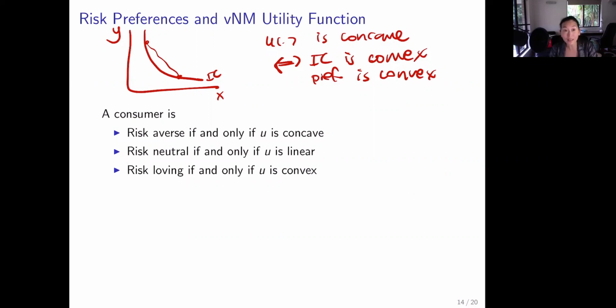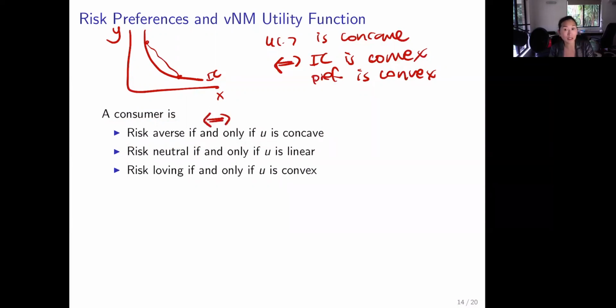But for now, I'm not talking about the indifference curve being convex or not. I'm talking about risk attitude and the concavity of the utility function. Again, we just give you the property: if the consumer is risk averse, then his or her utility has to be concave, and if her utility is concave, then we can tell straight away that her risk attitude is risk averse.